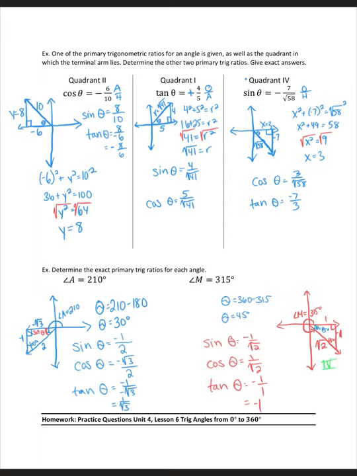So once we have those legs, we can identify all of our primary trig ratios. So the sine of theta, our opposite side is that -1 over radical 2. Our cosine of theta, our adjacent side, is a +1 over our hypotenuse of radical 2. And then finally, our tangent of theta is our opposite side, which is a -1, over our adjacent side, which is a +1. So a -1 over +1 is a -1.